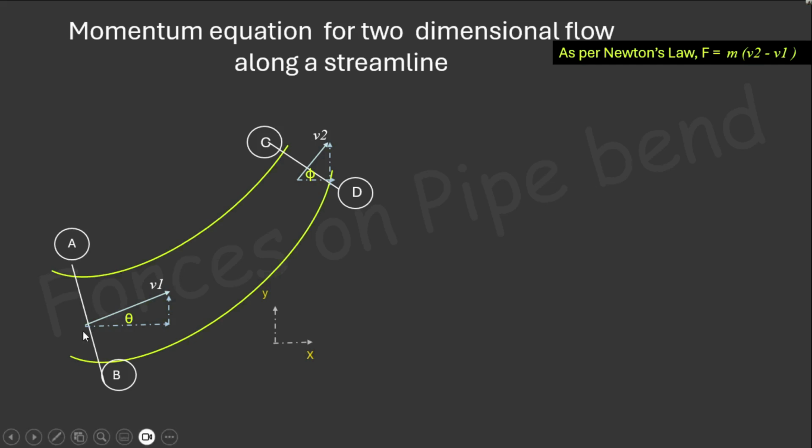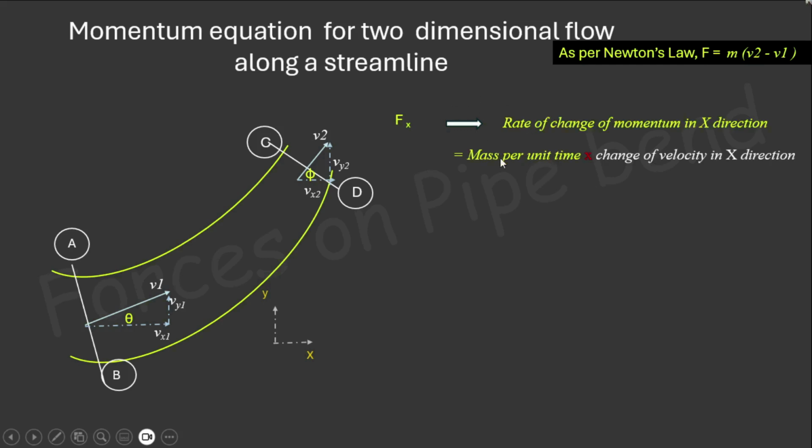So which is equal to mass into change of velocity. So Fx means it is the rate of change of momentum of the fluid in x direction. So that is equal to mass per unit time into change of velocity in x direction. So change of velocity in x direction is equal to Vx2 minus Vx1. So Fx equals mass per unit time into Vx2 minus Vx1. So what is Vx2? It is equal to V2 cos phi and Vx1 equals V1 cos theta.